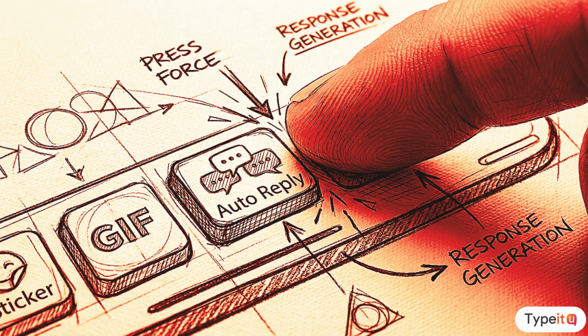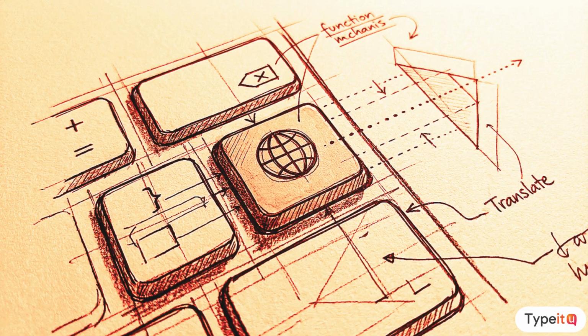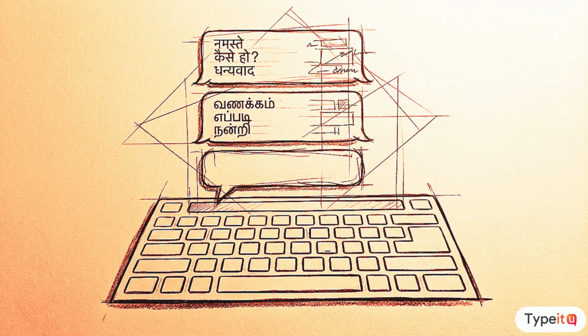Phase 2 is the command. Tap the auto reply feature. The AI reads the pasted text and instantly generates 3 distinct context-aware responses for you to choose from. Phase 3 is the translate step. If you need to reply in Tamil, Hindi, or any of the 22 supported official Indian languages, tap the translate button to convert your selected English response fluently into that native script.